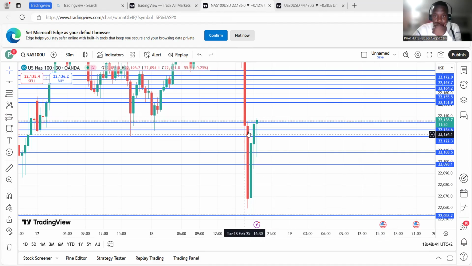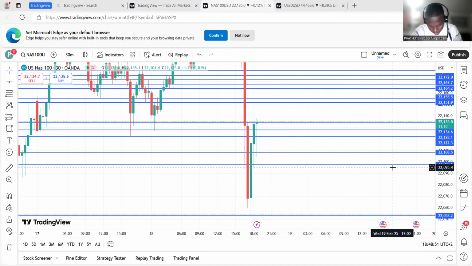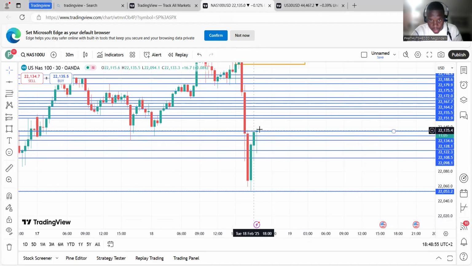Okay, guys, so we're back. Like I said, I'm gonna take a buy right here, right now. I'm gonna take a buy just right here, and then we see how it goes. Just took the buy on Nasdaq, and I'm gonna actively manage the trade. So let's see how it goes.